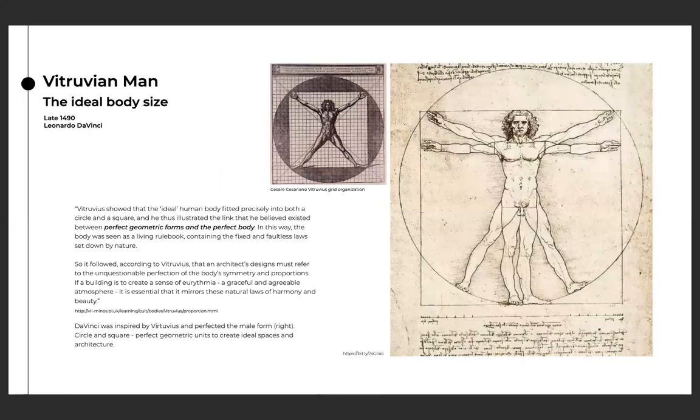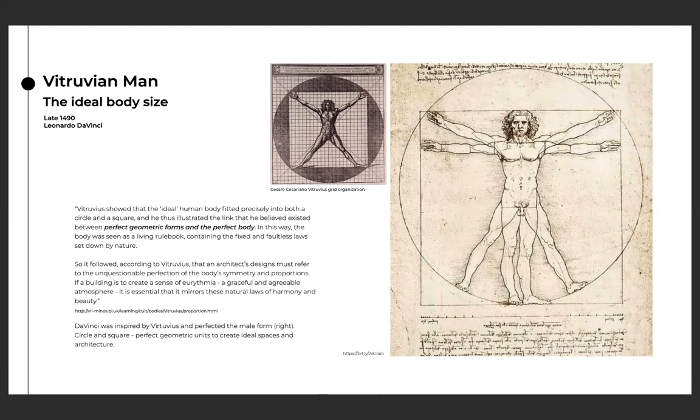To answer that, we have to go back to the 1400s, 1490 to be exact. We have Leonardo da Vinci, who created the Vitruvian Man based on the 10 books of architecture by Roman architect and engineer Marcus Vitruvius Pollio. Now, this was 20 to 30 BC. So we're talking a little over 2,000 years ago.